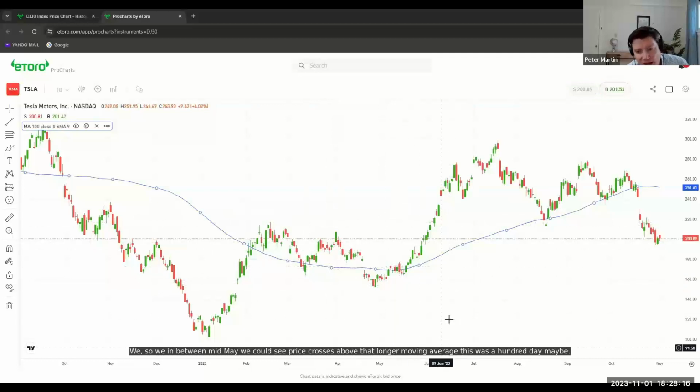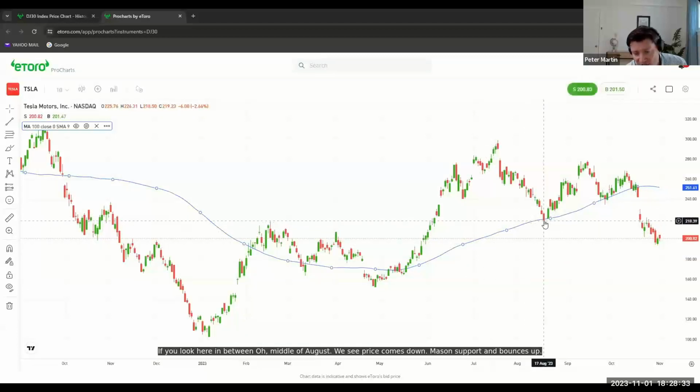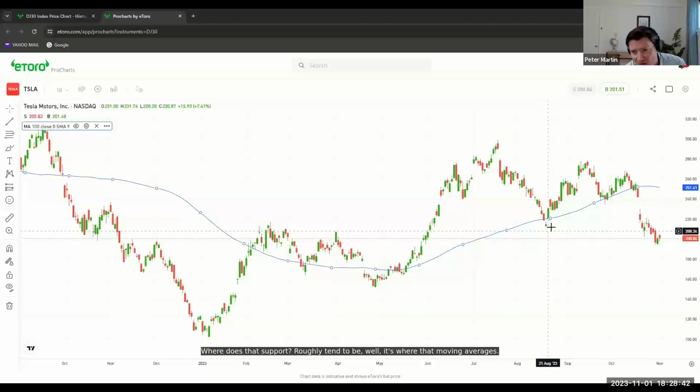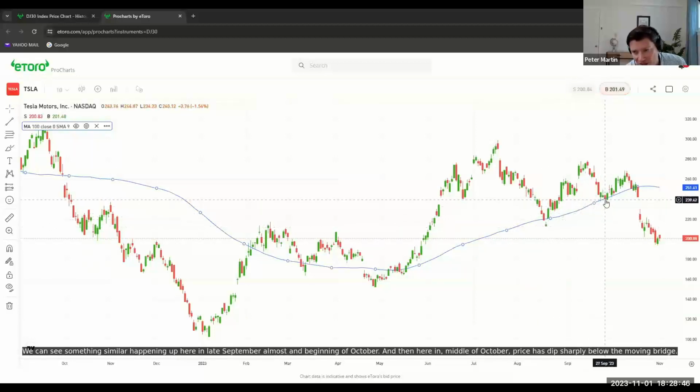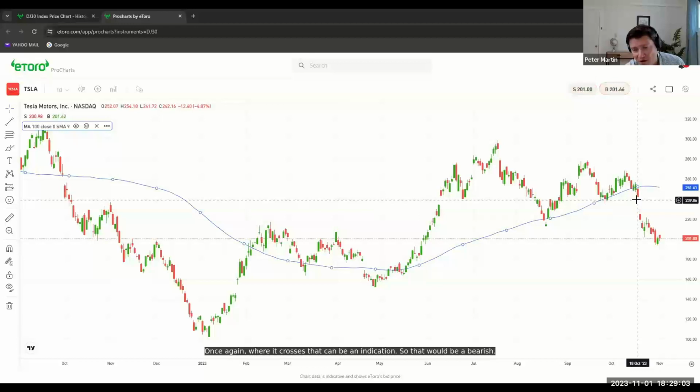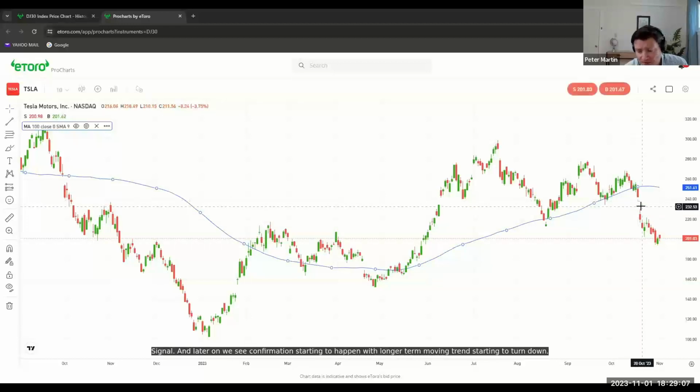If we look here, in mid-May we can see price crosses above that longer moving average. This was a 100-day moving average I put on, and that was a bullish signal. And we can see that the trend did continue on from that. If you look here, in the middle of August, price comes down, meets some support and bounces up. And where does that support roughly tend to be? Well, it's where that moving average is. We can see something similar happening up here in late September, almost the beginning of October. And then here in the middle of October, price has dipped sharply below the moving average. Once again, where it crosses, that can be an indication, so that would be a bearish signal. And later on, we see confirmation starting to happen with the longer-term moving average starting to turn downwards.